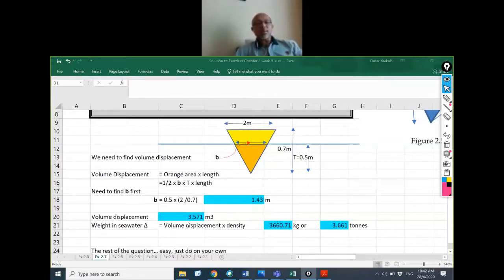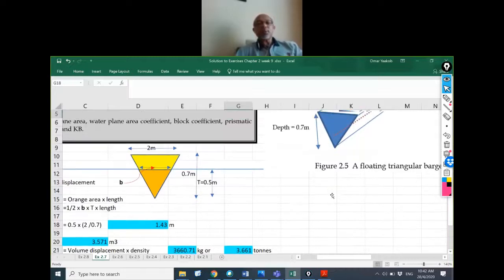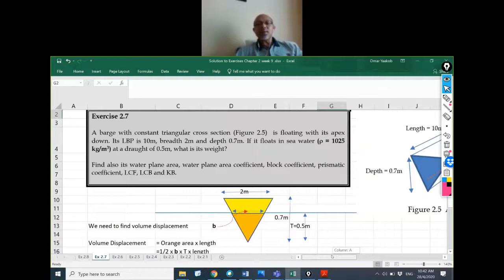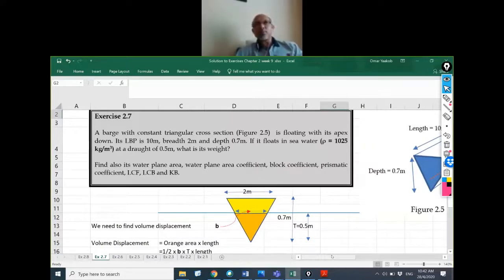Once you know that, then you can find the volume displacement because you find this area, which is half times 0.5 times B. That is volume displacement. And the weight is times density, 3660.71. So we can get 3.661. Right? So the question asks you for the weight. As long as you can find the volume displaced, the weight of displaced water, you know that is the weight of the floating object.